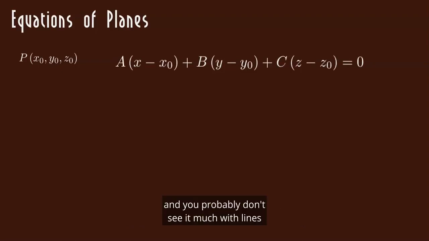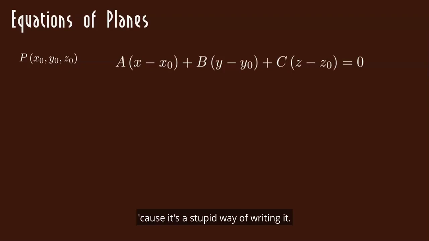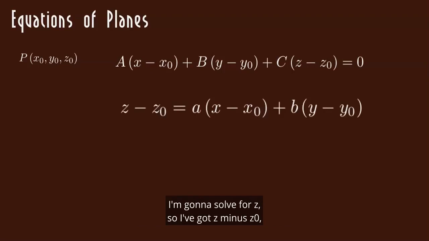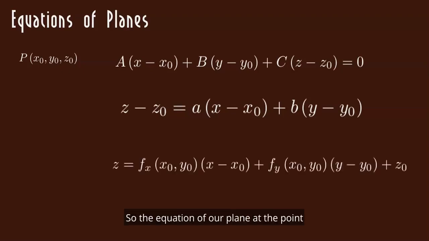And you probably don't see it much with lines because it's a stupid way of writing it. So what I really want to do is see what's going on here. I'm going to solve for z. So I've got z minus z0. That z0 is going to go at the end in a second. So I've got something times x minus x0, something times y minus y0. Just like with the slope-intercept form, that a and b are going to give you the slope in terms of x and the slope in terms of y. So that's where these partials come into play. So the equation of our plane at the point x0, y0, z0 is given below.